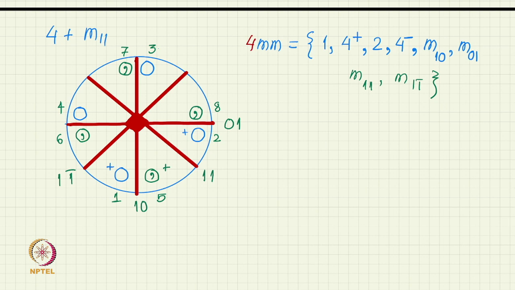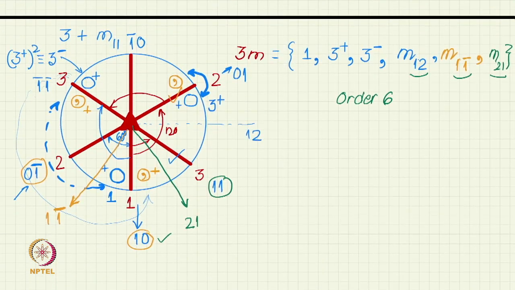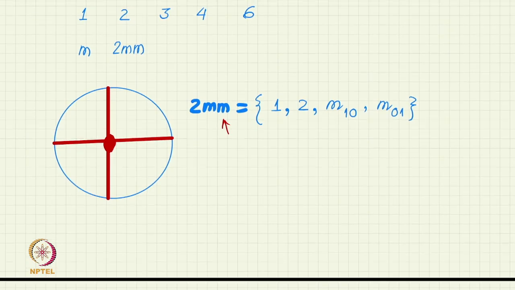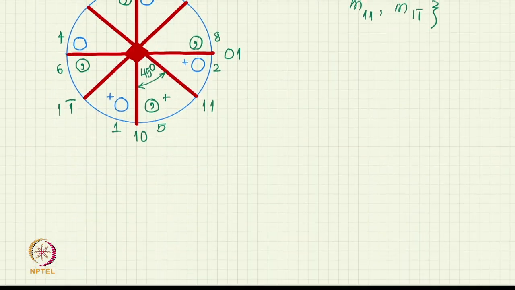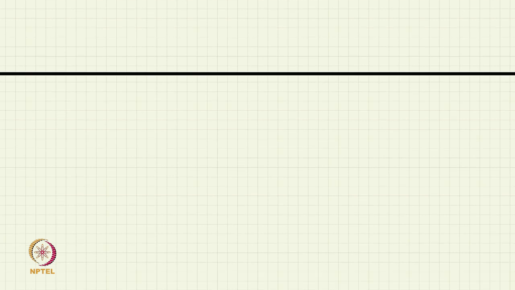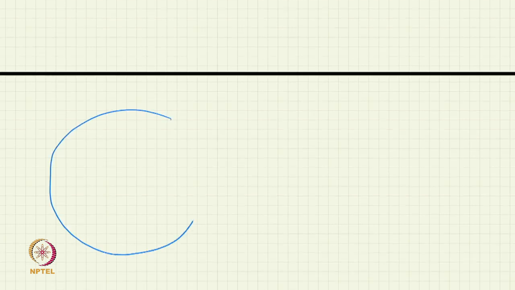So, here again the angle between the nearest mirrors is 45 degrees, which seems to be half of the 90 degree rotation associated with 4 fold. So, everywhere you are seeing that the mirrors are occurring at half the angle of the rotation axis, and the last one is no exception to this, that is 6 mm.